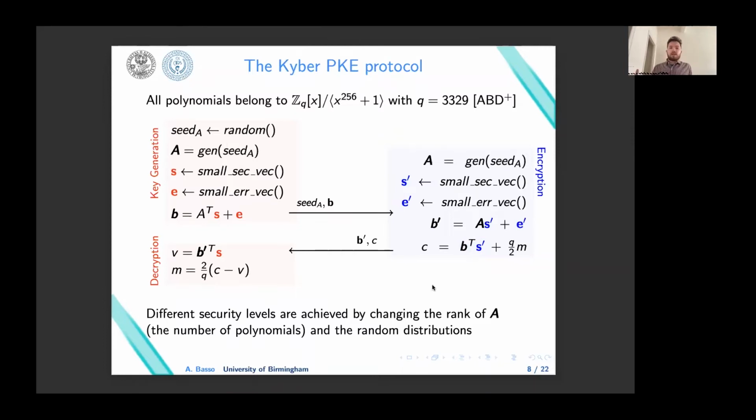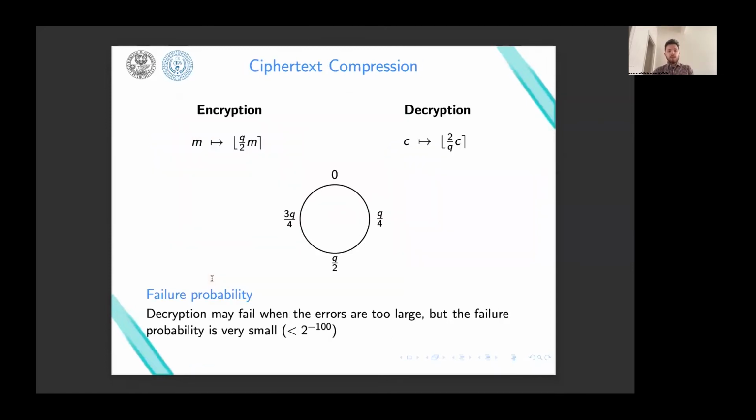This is a very high level view of how the protocol works, but different security levels can be achieved by changing basically the size of the matrix and the vectors and the random distributions. But let me spend a little bit more time on what happens specifically here and here and why we're doing this weird scaling. So during encryption, we take the message M, multiply by Q, which was 3329, the modulus of each coefficient, divide it by 2, and then round it.